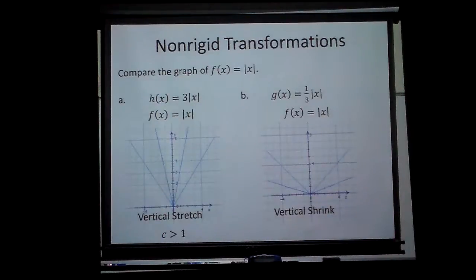Or I like to sometimes say fat. I'm not real politically correct. And this happens when your c is a fraction less than 1. All right, notice, because then it's not going to go up as fast. Just because it's a fraction doesn't mean it's going slow, because 4/3 would be greater than 1, which would make it a vertical stretch. But 1/3 would be a vertical shrink.